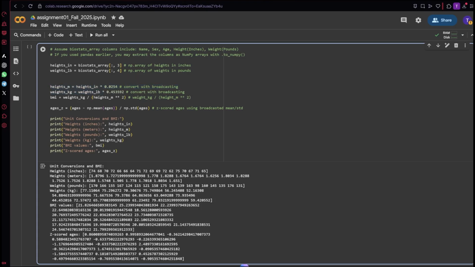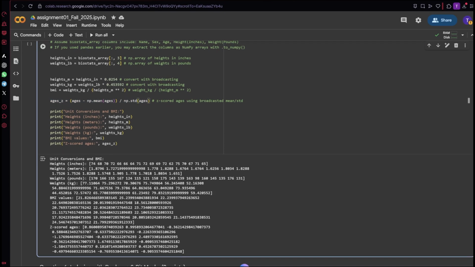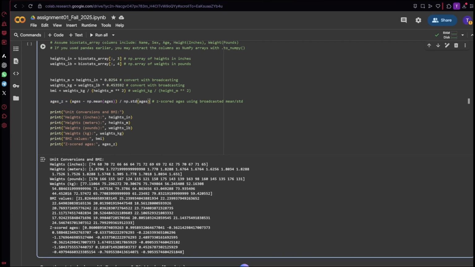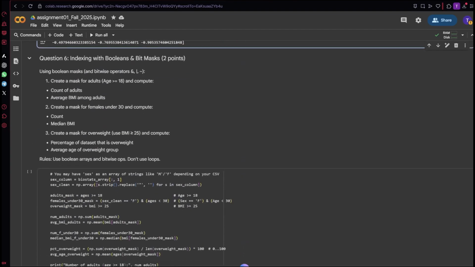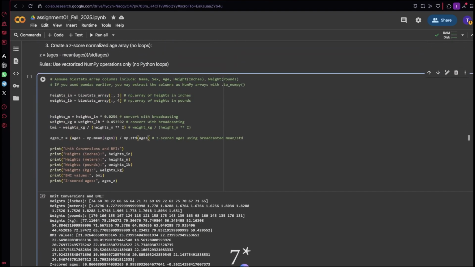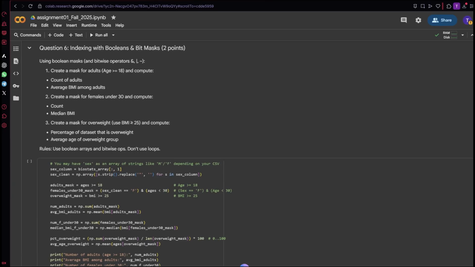And for z-score normalization, I used ages minus np.mean(ages) divided by np.std(ages). Parameters are ages array, mean, and standard deviation. This scales features to have mean 0 and standard deviation 1, improving algorithm performance. For section 7, I used train_test_split to split data. Parameters are features, target, test size, and random state. This prevents overfitting and gives unbiased model evaluation.